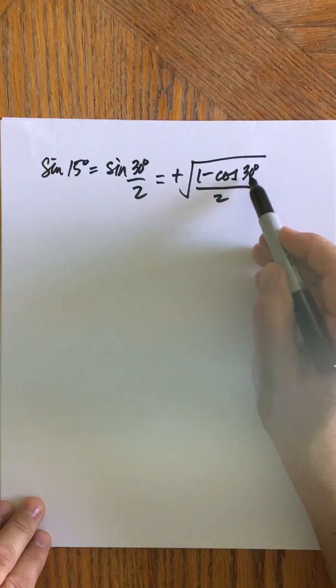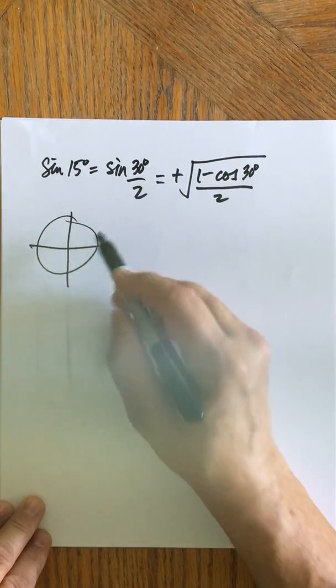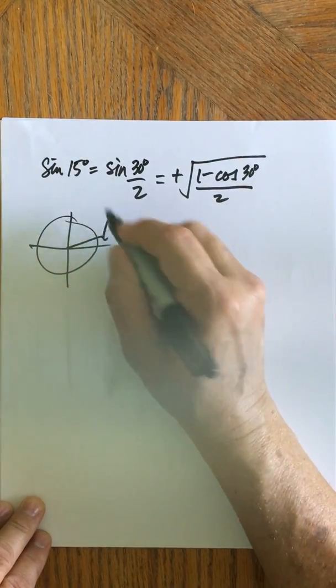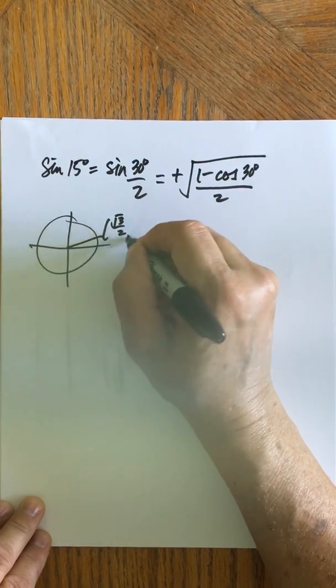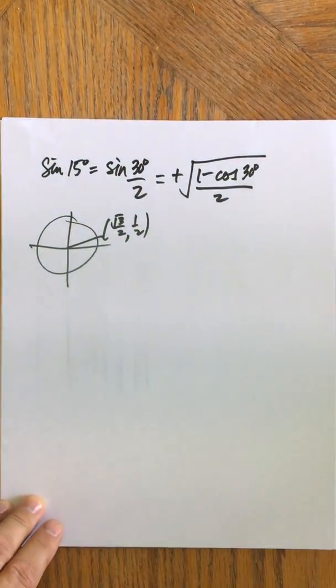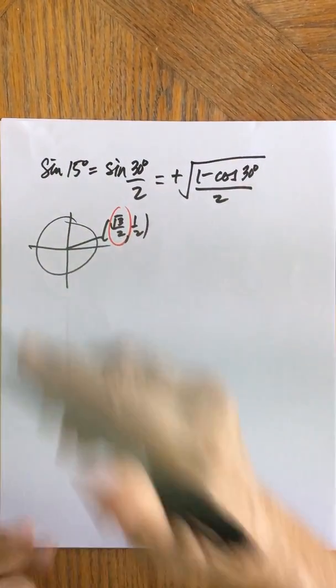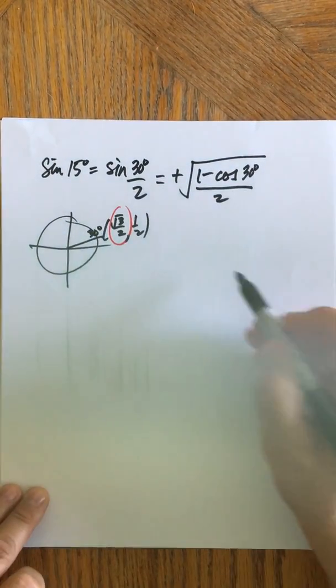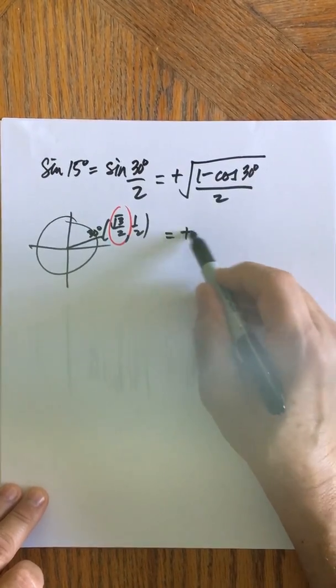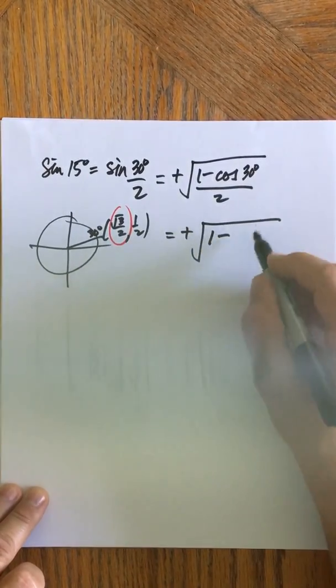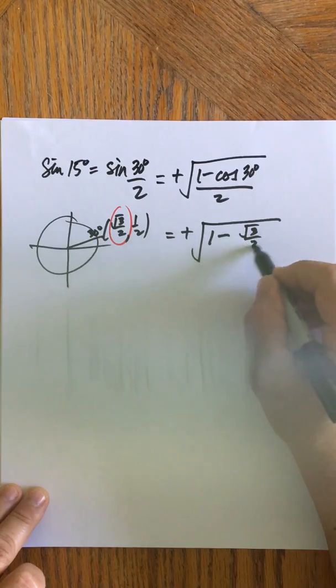So now we say, well, cosine of 30, right? We know our unit circle, and square root 3 over 2, 1/2. So the cosine is the x-coordinate. So we want the square root 3 over 2, right, at 30 degrees. So we're going to have then that this is the positive of 1 minus square root 3 over 2 all over 2.